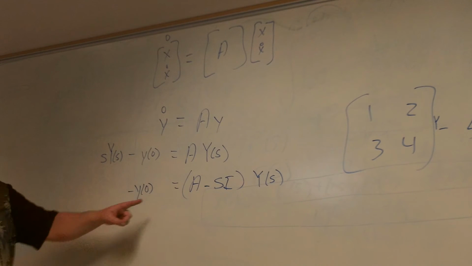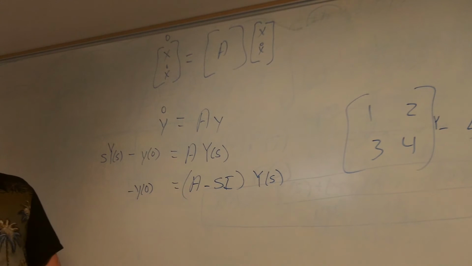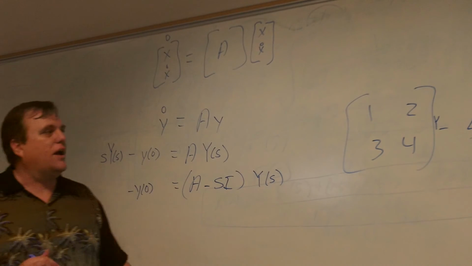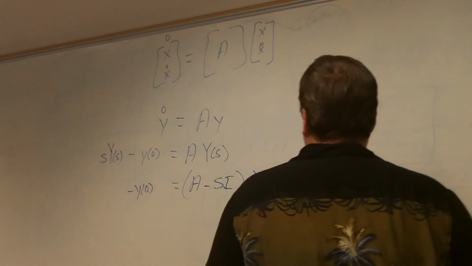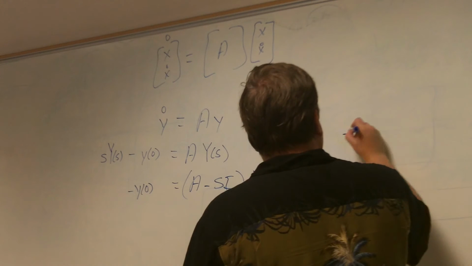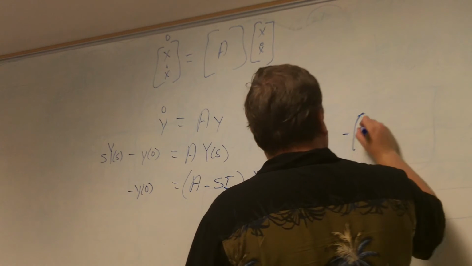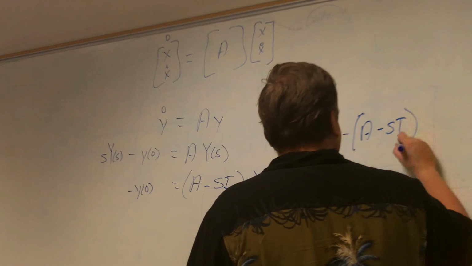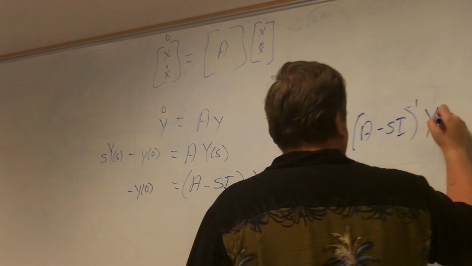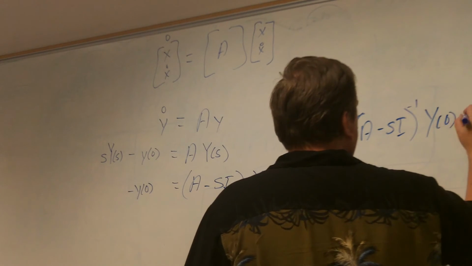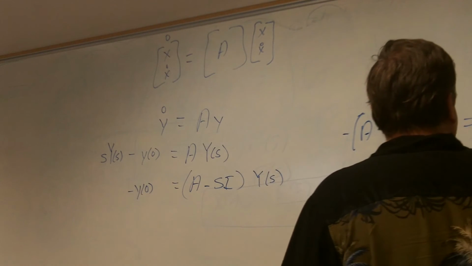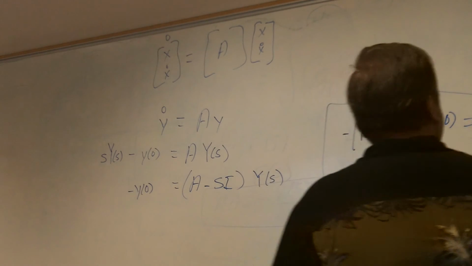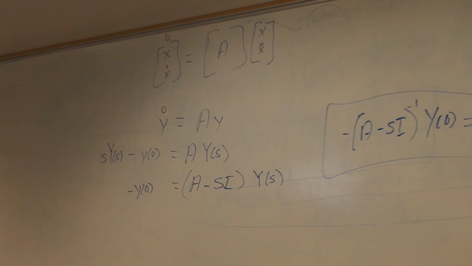So now, this is a matrix. Multiply by the inverse. So I multiply by the inverse on the left-hand side. And remember y0 is a vector, so that's no problem. That means my whole answer is now equal to minus A minus sI inverse times y at zero. That's equal to capital Y of s. There you go. We just solved any old vector equation you wanted. They all take that form.